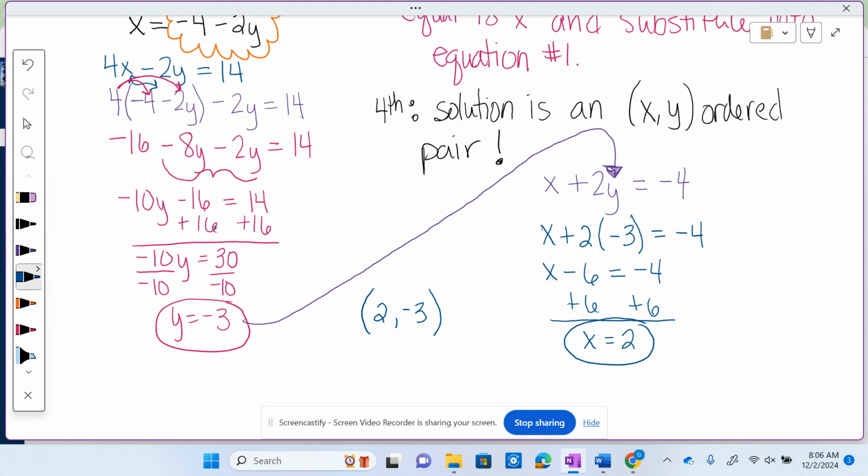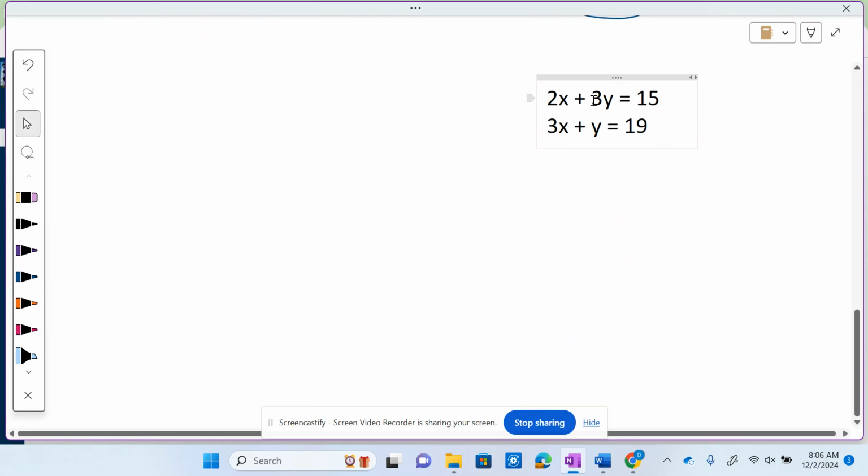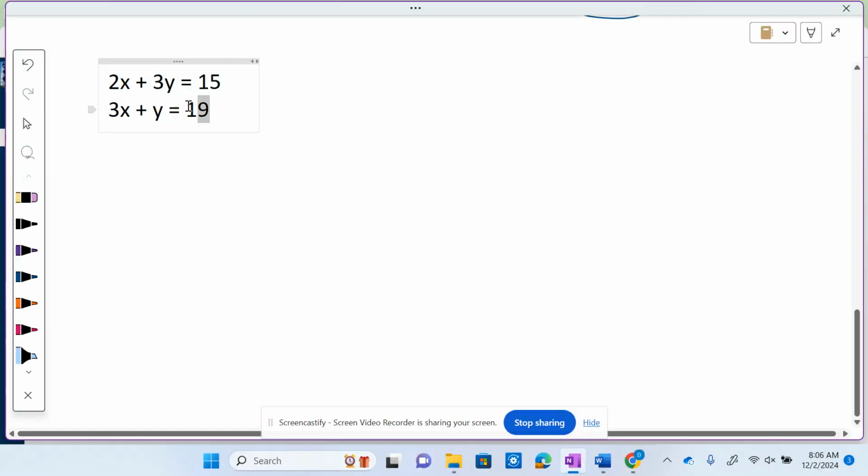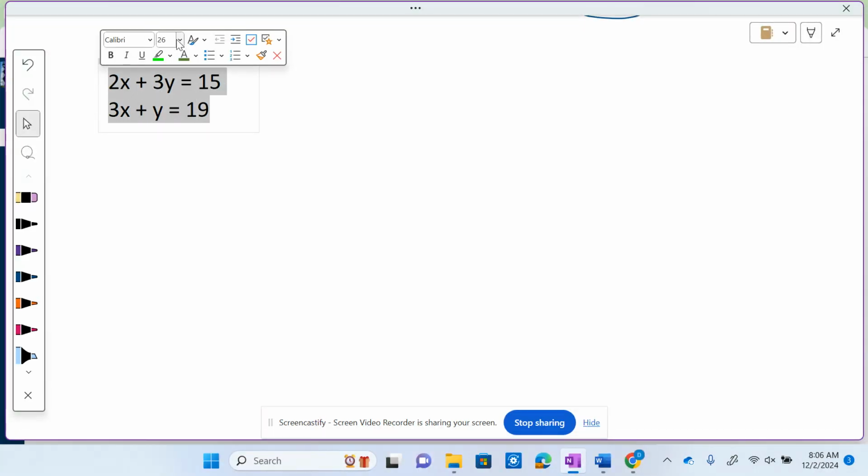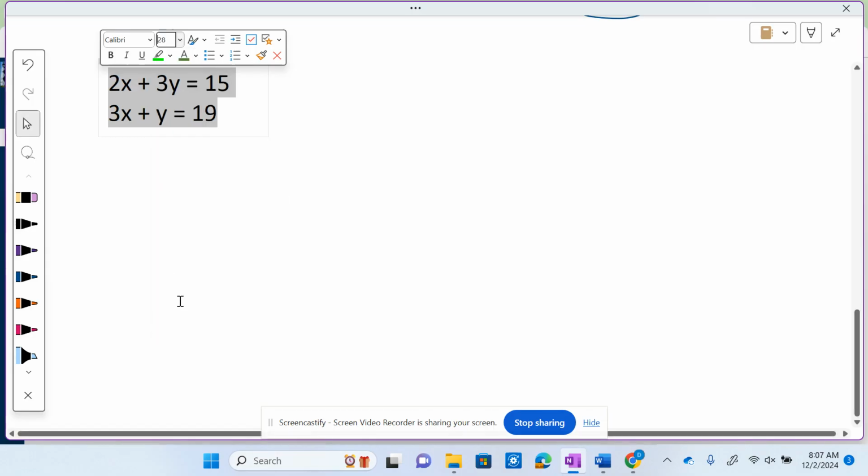Raise your hand if you're still writing or if you need more time. Everybody's good? Okay, so here's our next system. This is our next system. 2x plus 3y equals 15, and 3x plus y equals 19.